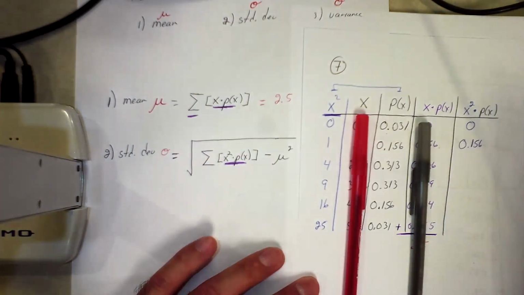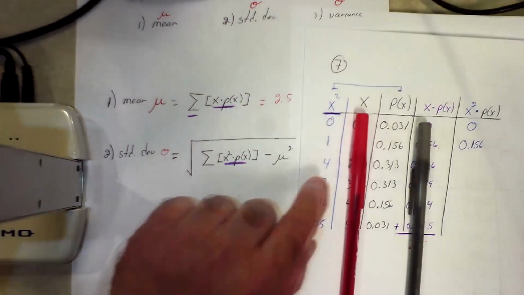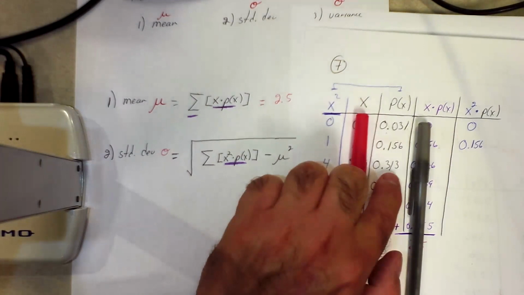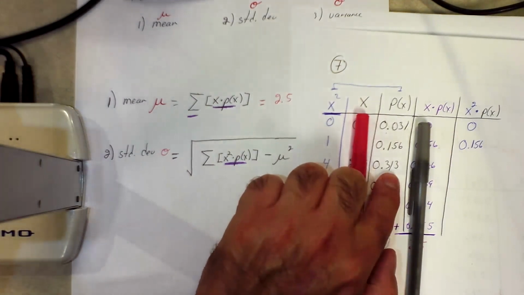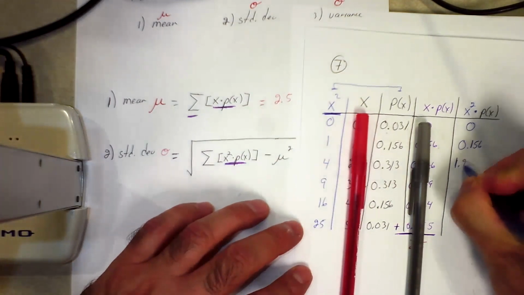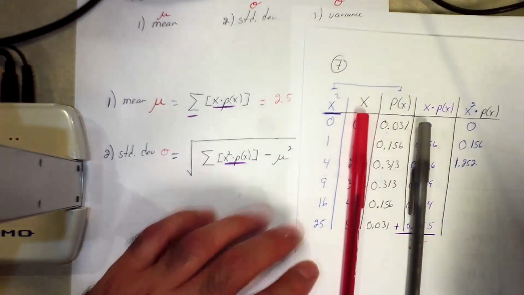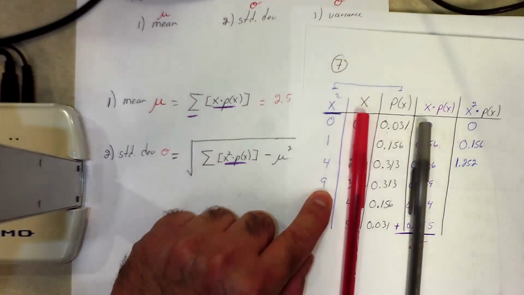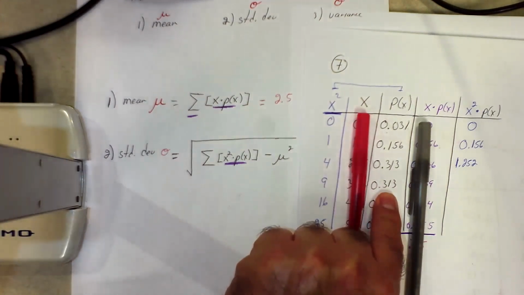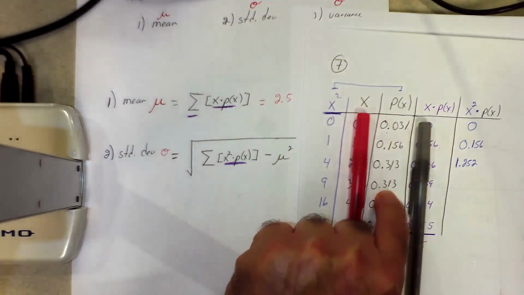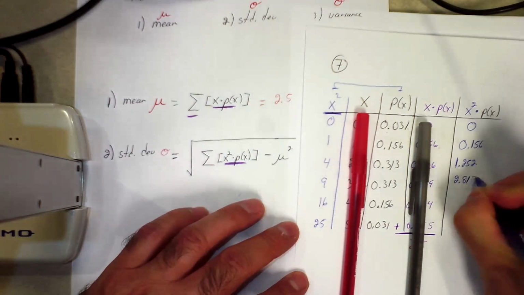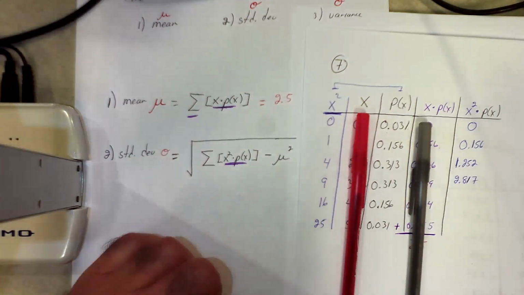Now the numbers are going to get a little bit big, so I'm going to have to use my calculator. So I'm going to multiply 4 times 0.313, 1.252, 9 times 0.313, 2.817. Yeah, you don't round. You're not going to round until the very end.